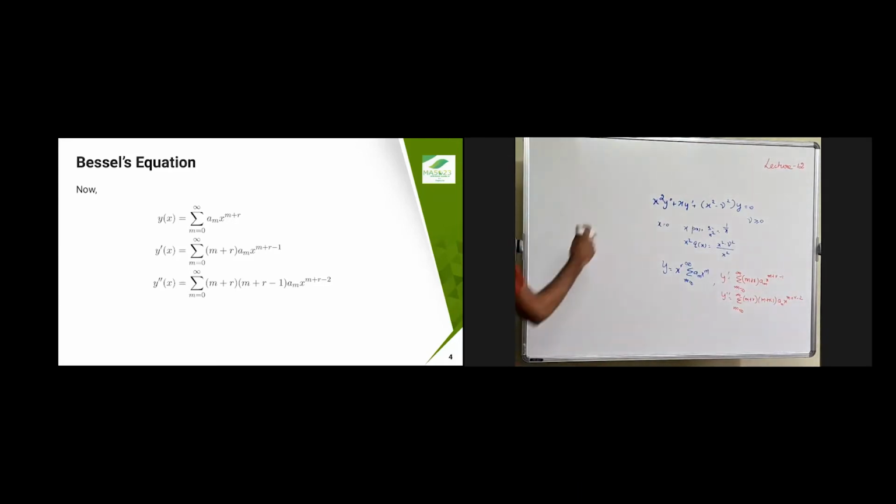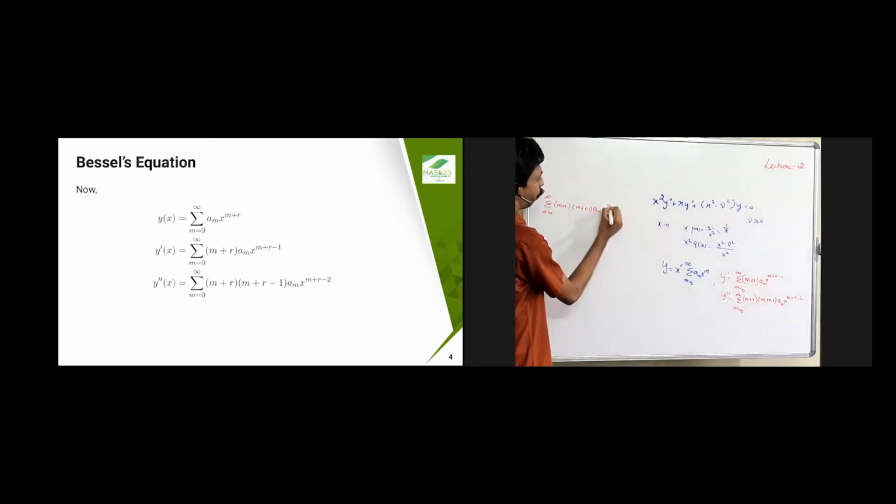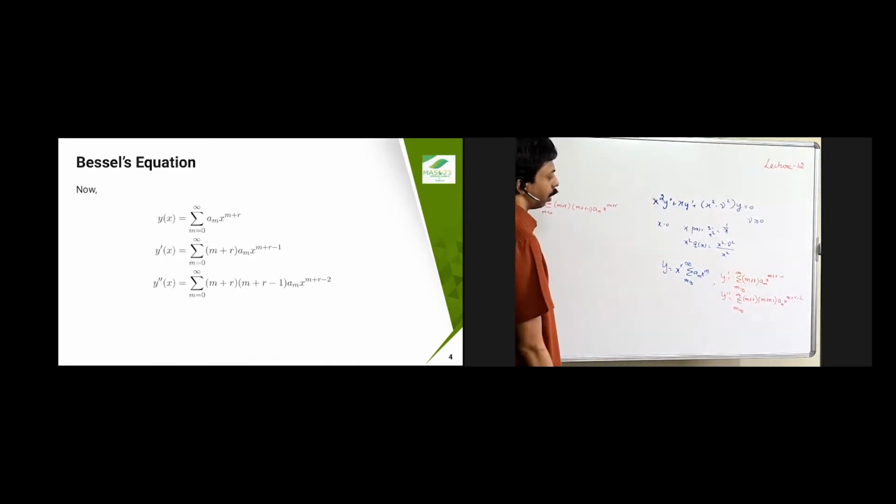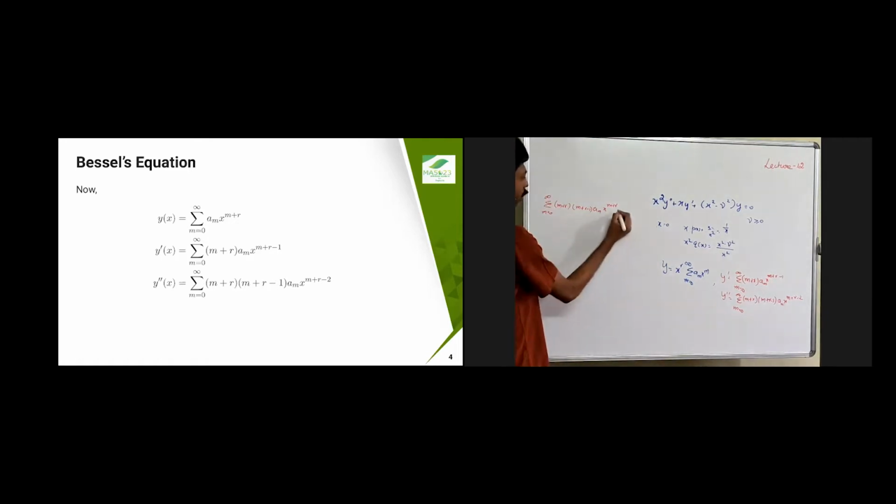If I substitute over here, I can write x square y double dash as summation m equal to 0 to infinity (m plus r)(m plus r minus 1) a m x power (m plus r), because x square is there and r minus 2 is there, so those two will get cancelled. And then x y dash, so again plus summation m equal to 0 to infinity (m plus r) a m x power (m plus r), because in x into y dash, r minus 1 is there, that will also get cancelled.